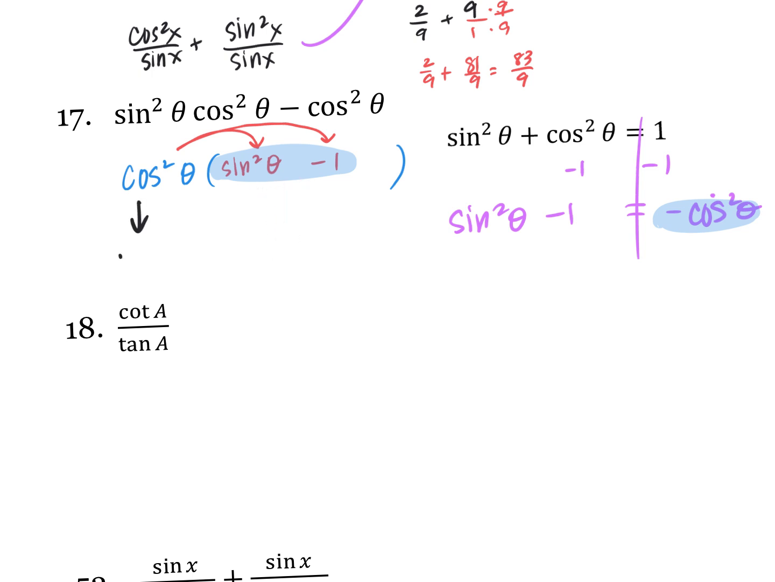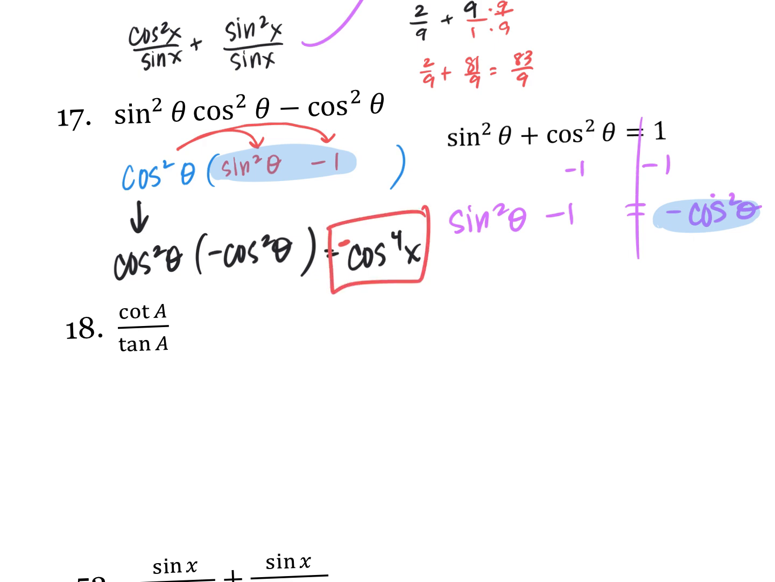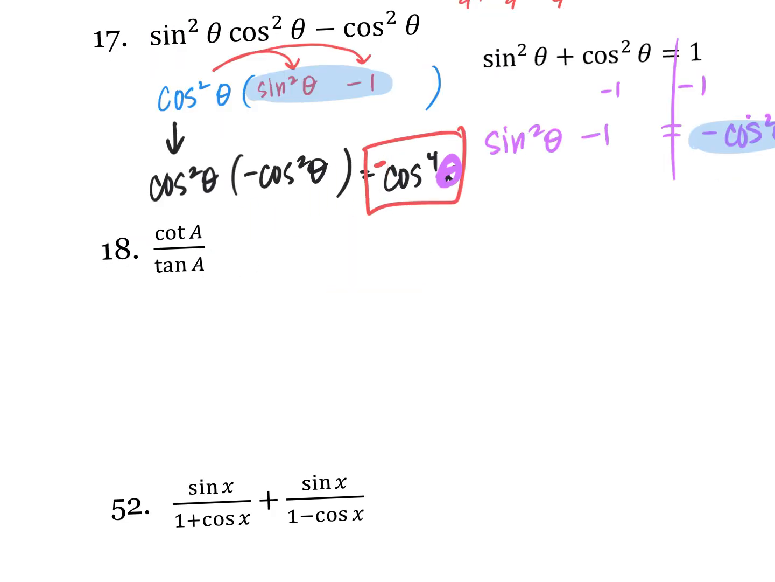So this little guy, cosine squared, stays. What are we replacing sine squared minus 1 with? Negative cosine squared. When we multiply those, cosine squared times cosine squared would get me cosine to the fourth. What's in front of it? Beautiful. He's saying it's got to be a negative because this one was negative. Now number 18.